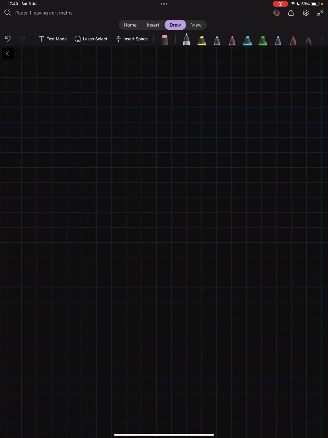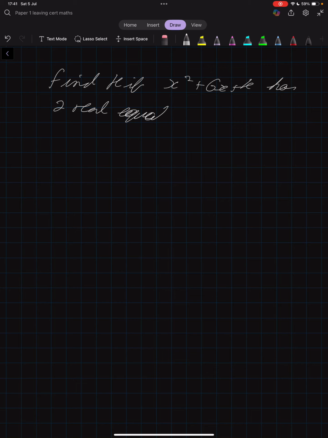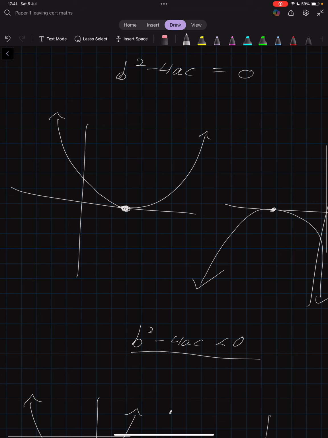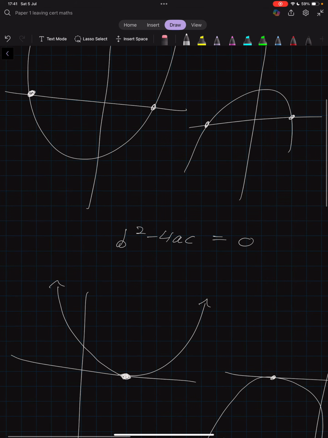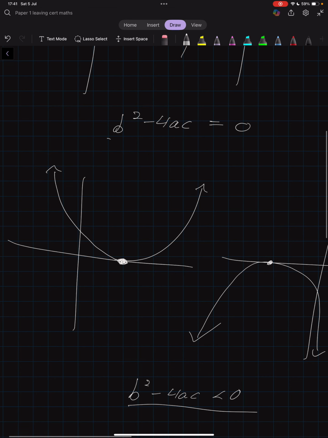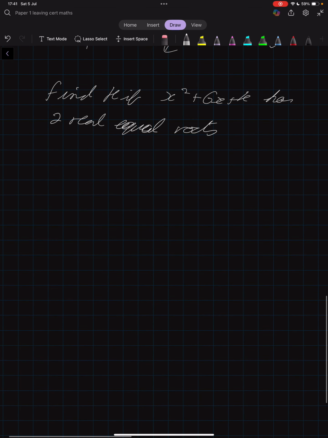So now if we do something like this. It says in the question here, find k if x squared plus 6x plus k has two real equal roots. So what they're asking is, they're looking for the case when there are two roots but they're equal, so it just touches the axis. So you don't have two distinct roots or two different roots, you have the same one. So in this case, we're looking for b squared minus 4ac to be equal to 0.